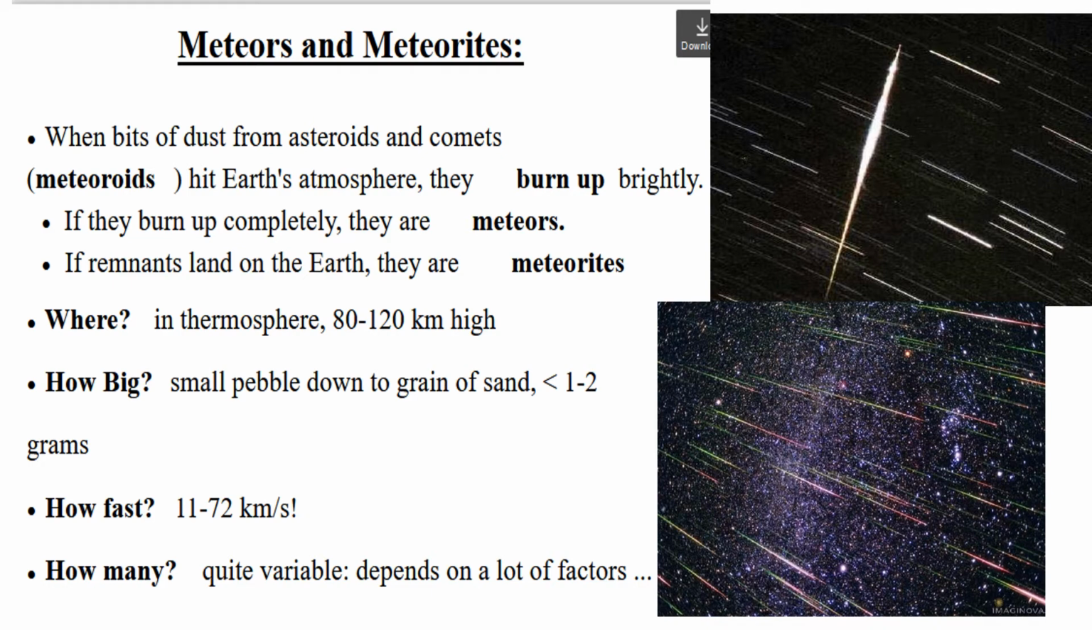Okay. So where can you usually find them? In the thermosphere, around 80 to 100 kilometers high. Then, how big are they? They are just like a small pebble down to a grain of sand. How fast? The speed is around 11 to 72 kilometers per second. So that is how fast they travel. How many? Quite variable. It depends on a lot of factors, but they are really numerous.